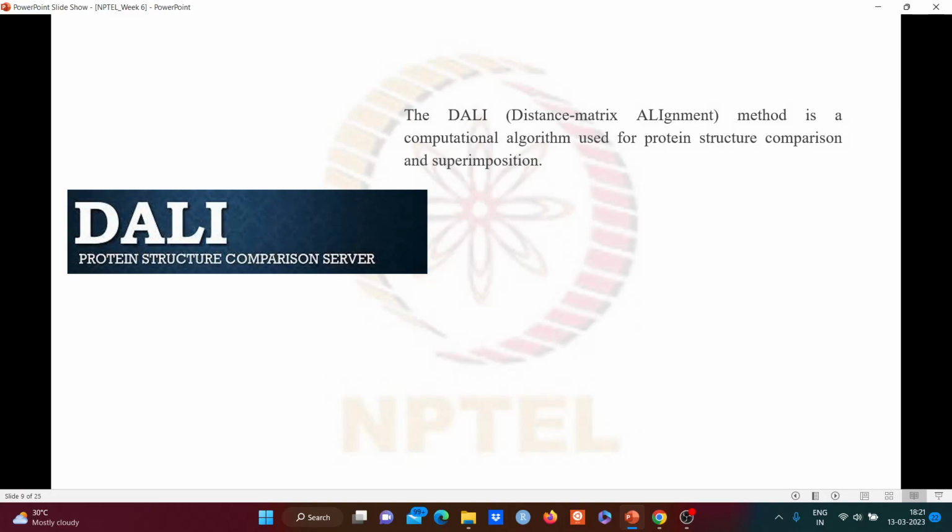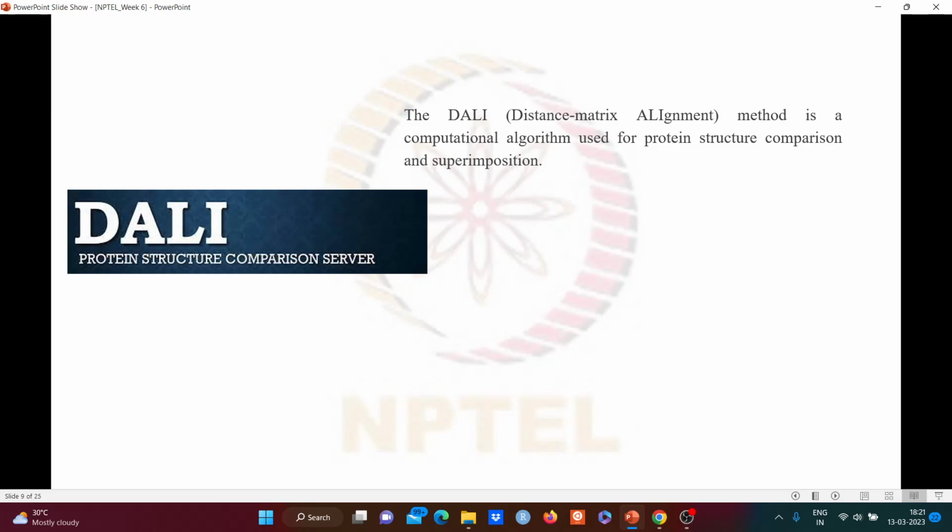the DALI method, which stands for distance matrix alignment method. This is based on the idea of comparing protein structures by aligning their secondary structure elements and calculating the similarity between the structures based on their overall topology.